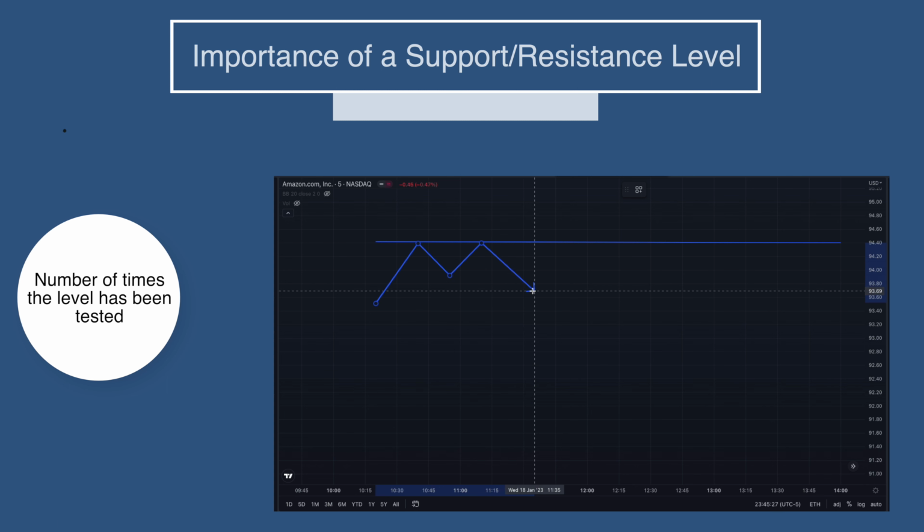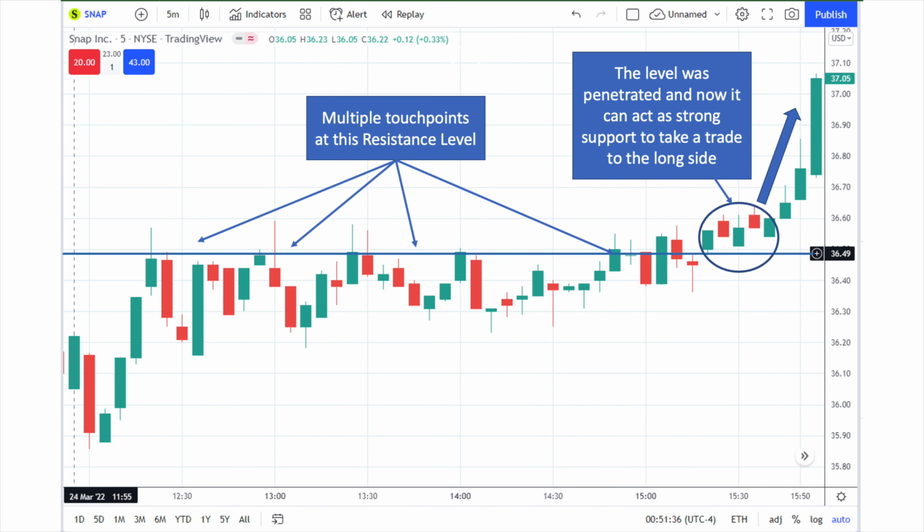If a support or resistance level has been tested multiple times, that is a stronger level compared to the one which has only been tested once, that is, just a single bounce off the level. See example here for Snap, 5-minute chart on the 24th of March 2022, where a resistance level was tested multiple times. So, this can be considered a strong level. Now, when this was penetrated at around 3:20 p.m., we can enter a long position with a high probability that the level will act as a strong support, which is what we see as the price takes off after bouncing off the level at 3:30 p.m.